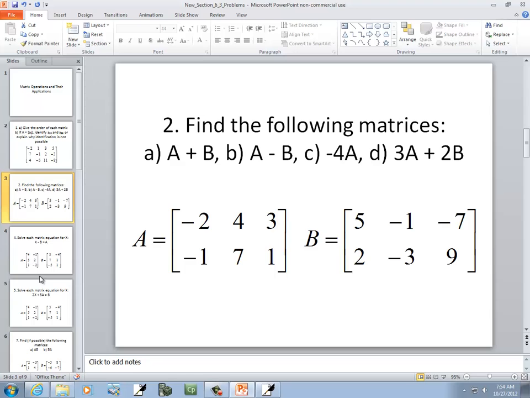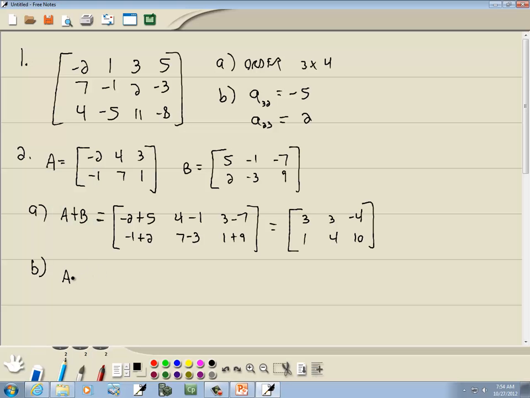Now the next one is subtracting matrices. Well, we're going to subtract the corresponding numbers. So we've got -2 minus 5. We've got 4 minus a -1. Excuse me, 3 minus 7. Screwed that up. 3 minus a -7. -1 minus 2. 7 minus a -3. And 1 minus 9.